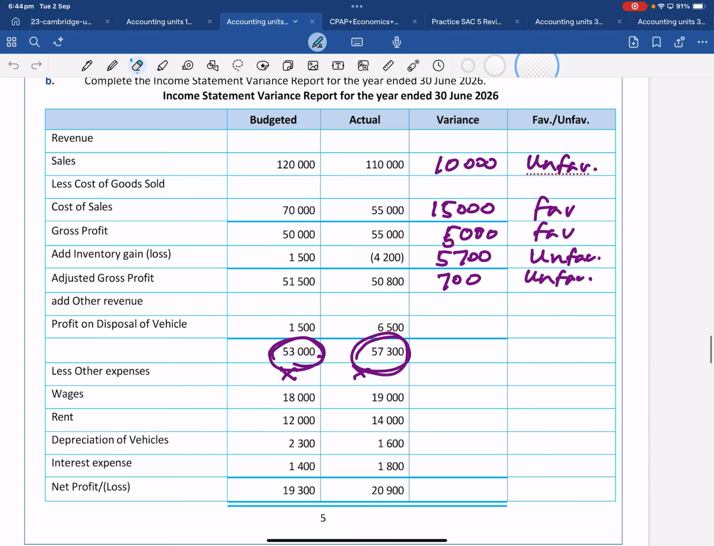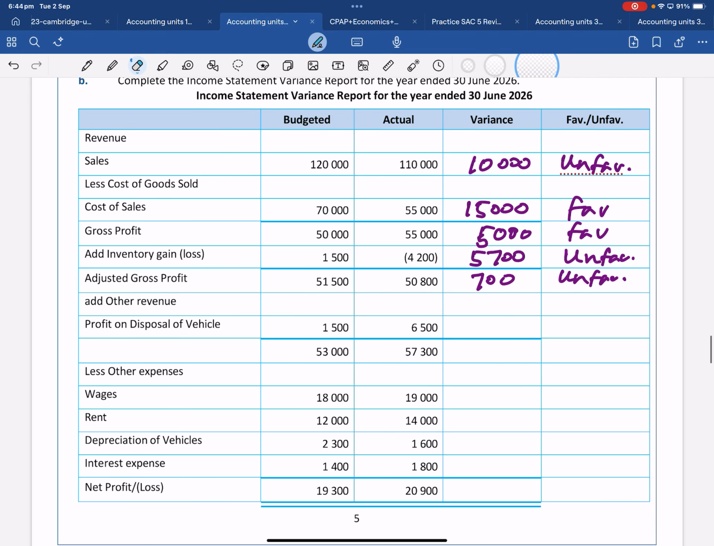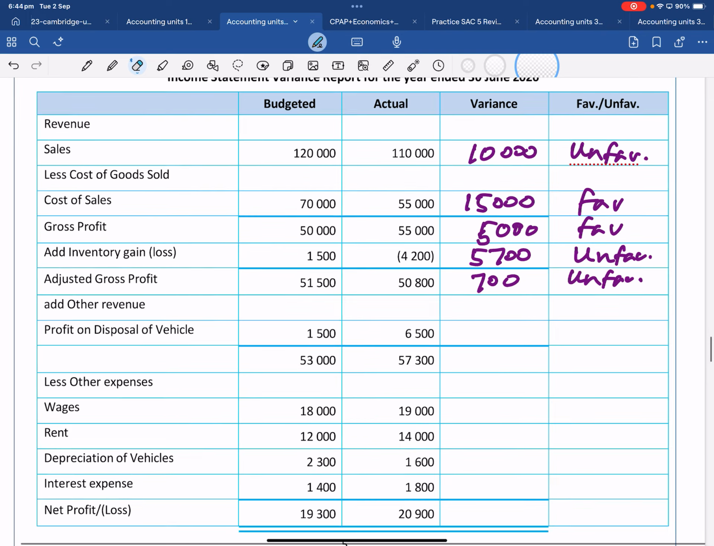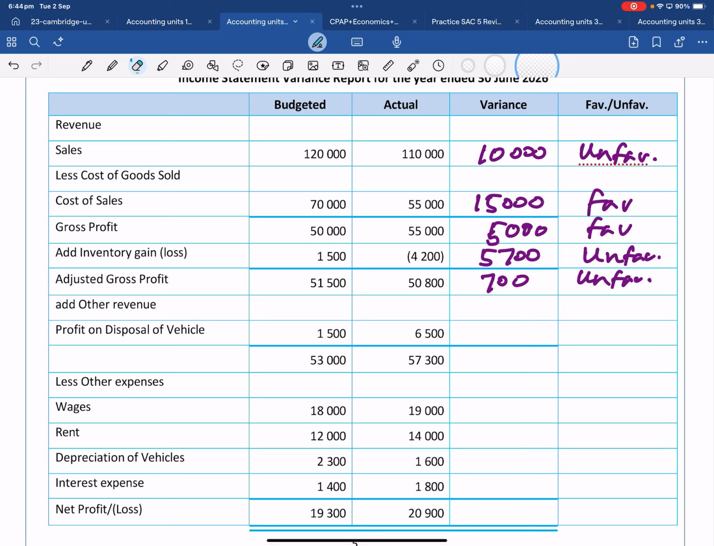Okay. Now, right. Profit on disposal. Actually, profit on disposal, we haven't done it as yet, but what do you think, guys? That's the revenue. Consider it as a revenue. 5,000 is the variance. What is it? Favorable. Very good. Then the total, guys, 4,300.